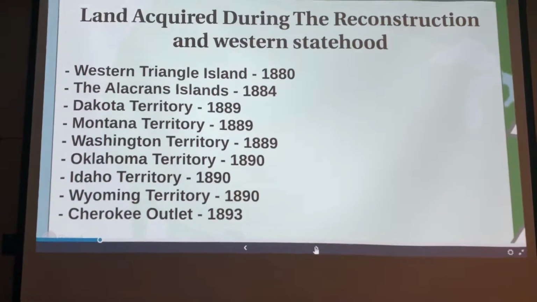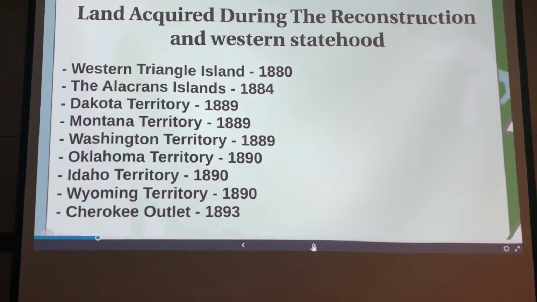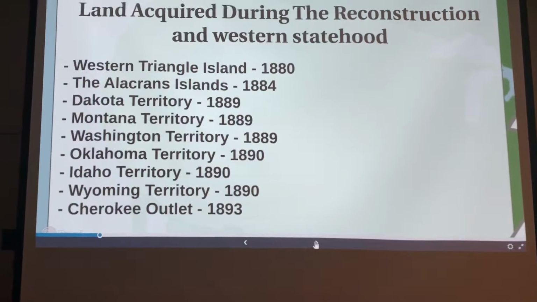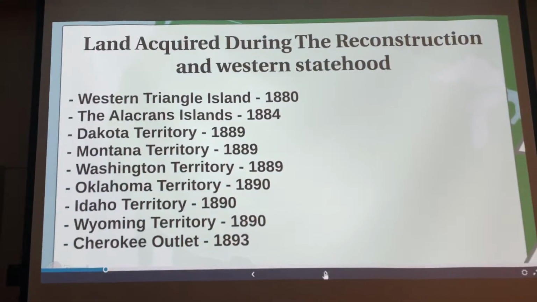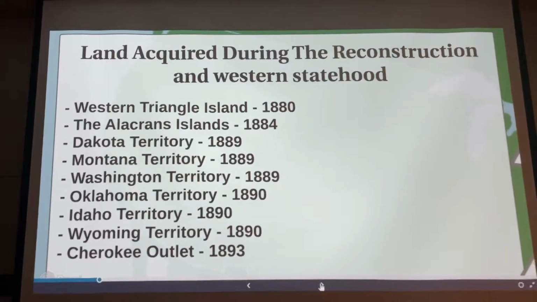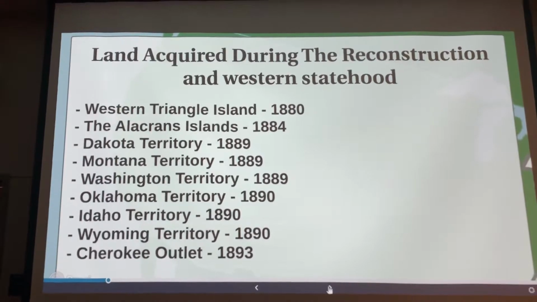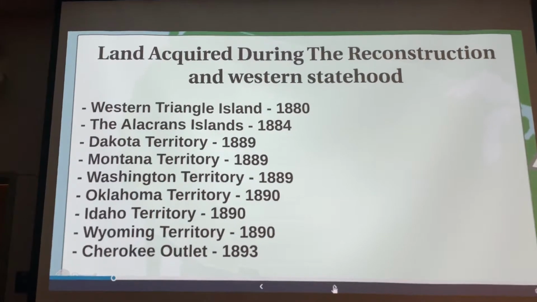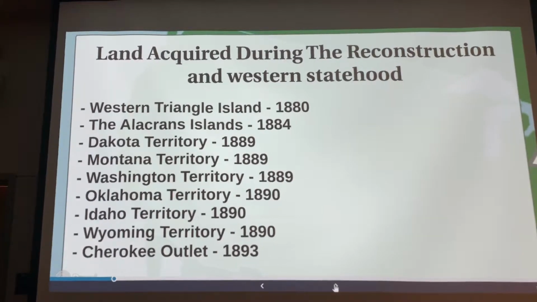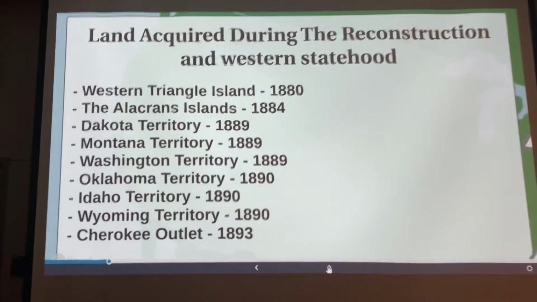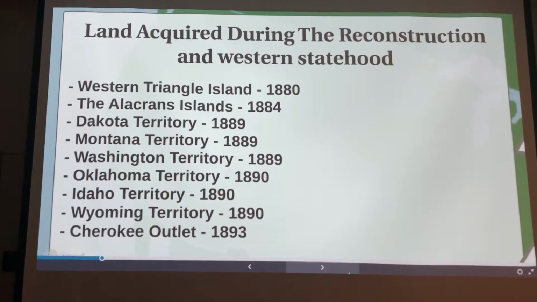So this is the land that they acquired during the Reconstruction and Western Statehood period. The first one they acquired during this period was the Western Triangle Island in 1880, then the Falkland Islands, 1884. They have the Dakota Territory, the Montana Territory, and the Washington Territory, all in 1889. And while these were territories they had already, they were never established as part of the Union up until 1889. And then you have the Oklahoma Territory, the Idaho, and Wyoming Territory in 1890. And the last one during this period was the Cherokee Outlet in 1893.